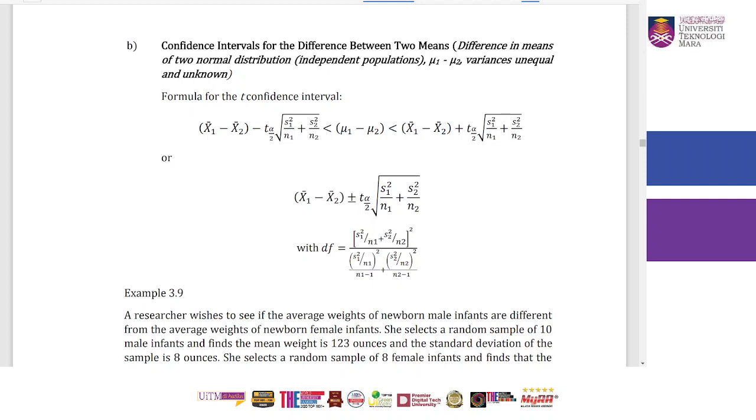Previously the degrees of freedom is simply n1 plus n2 minus 2. Right? But right now, the degrees of freedom is a bit complicated, whereby you have to calculate using this formula. Again, you don't have to memorize this formula because it is given to you in the exam. Don't trouble yourself memorizing all these formulas. You are not a statistician who needs to memorize all these things. You are the end user. So as end users, we just apply what we are given.